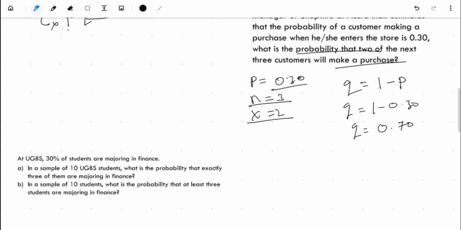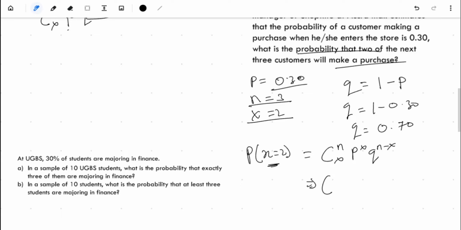So coming back to the question, we are finding the probability that x is equal to 2. That's the probability that 2 of the next 3 customers will buy. The probability that 2 will buy. And we know our formula is the combination of what? n and x, p to the power x, multiplying q to the power n minus x.